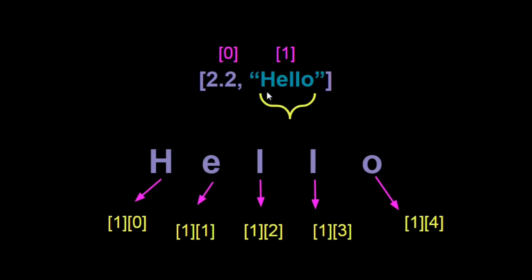Okay, so what you can do is, to access the letter H, you have to say list of 1, since the word hello is at position 1, and to access the letter H you have to say 1 and then 0. Why 0? Because the letter H is at the 0th position of the word hello. So I'm repeating again, hello is at the first position.